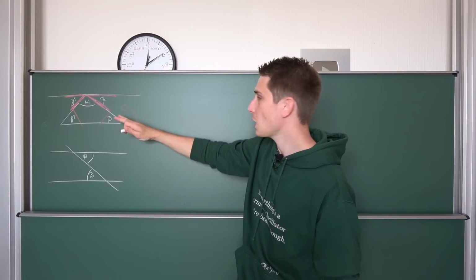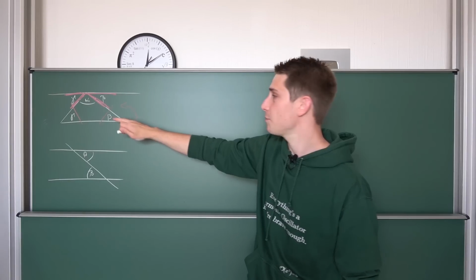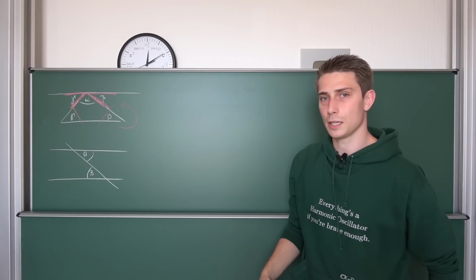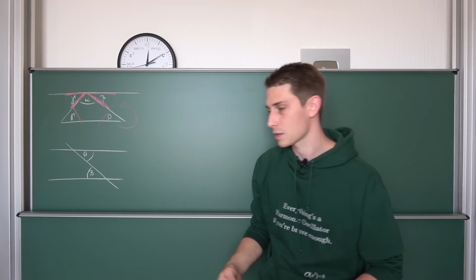Extend this line, then we have this line going through it, and then we have beta and beta, and you can do the same for gamma, and then you are done. This is basically how I would approach this exercise.